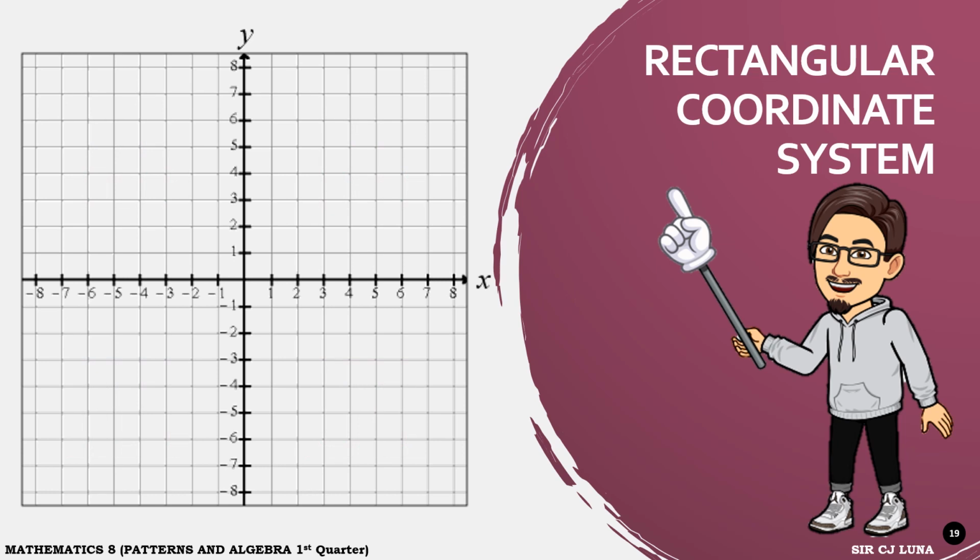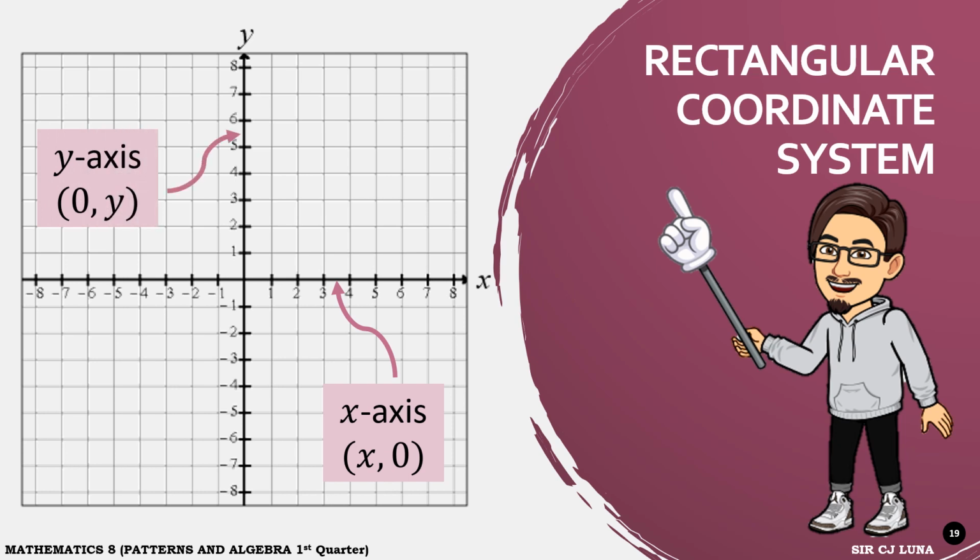There are also points which lie in the x-axis and y-axis. The points which lie in the x-axis have coordinates (x, 0), and the points which lie in the y-axis have coordinates (0, y), wherein your x and y are real numbers.